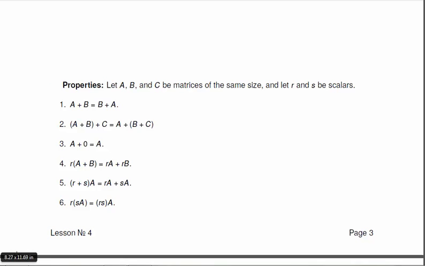We also have our distributive laws. r times (A plus B) is the same thing as rA plus rB. And then (r plus s) times A is the same thing as rA plus sA. And finally, r times (sA) is the same thing as (rs) times A. So we can move these parentheses around a lot.